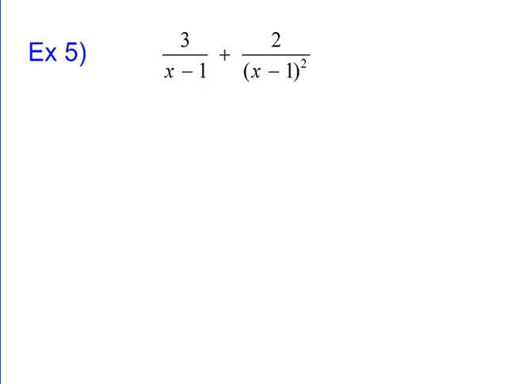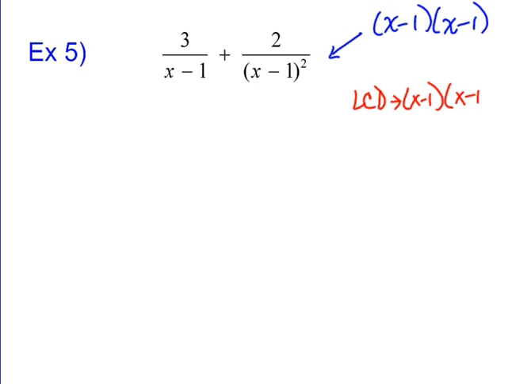Here we have another example, 3 divided by x minus 1 plus 2 divided by x minus 1 squared. We have to remember what x minus 1 squared means. That means x minus 1 times x minus 1. Well, since we have two of them here and one of them there, we know that our least common denominator is going to be that x minus 1 times x minus 1. Since there are two of them over here, we only need 1 multiplied to that first fraction.